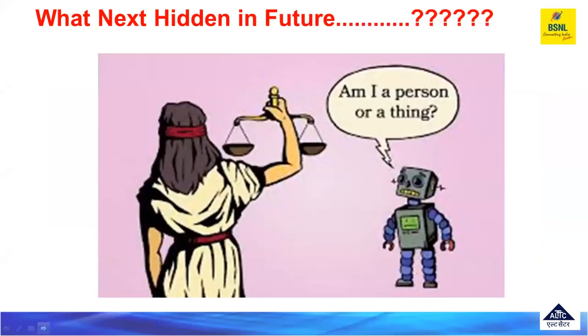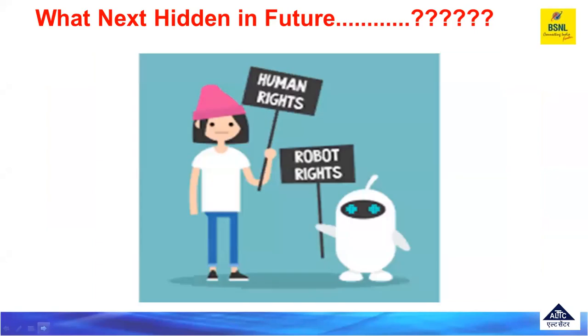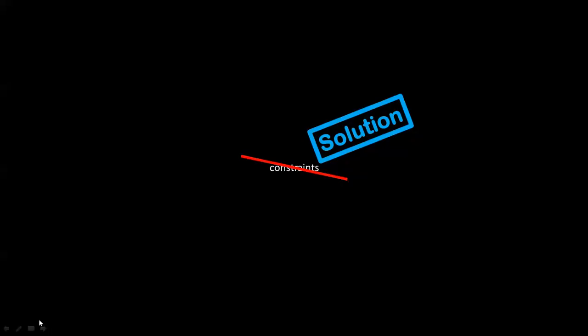Then, as in earlier PPTs also we have seen, am I a person or a thing? Like human rights, robots will also ask for robot rights in a very near future. Always, what will be the solution? Always be solution oriented, not be a constant. Okay, always be a solution.